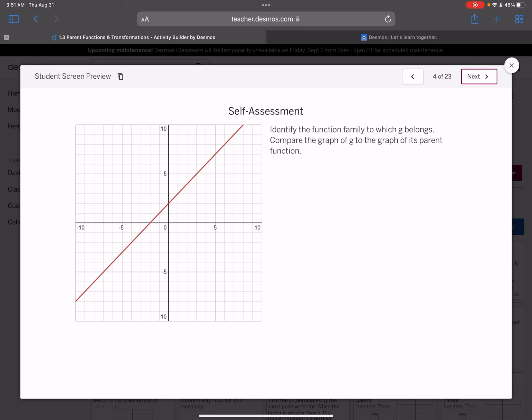All right, self-assessment. So answer your self-assessment problems, pause, and then come back and we will answer. All right, this first one. I can tell that this is linear. It's just a straight line. Compared to its parent function, it is shifted up 2 units because it's not going through the origin anymore, but it still has a slope of 1. So we haven't stretched or shrunk.